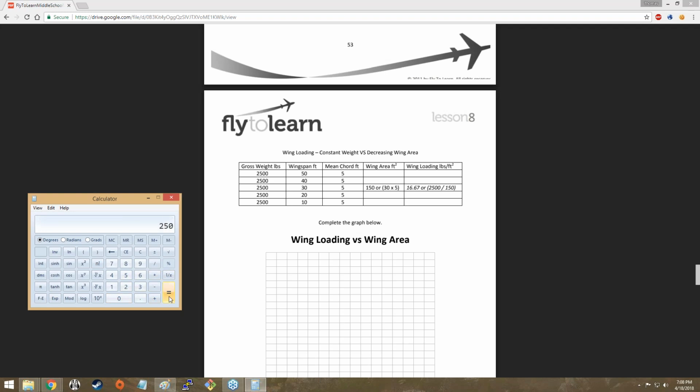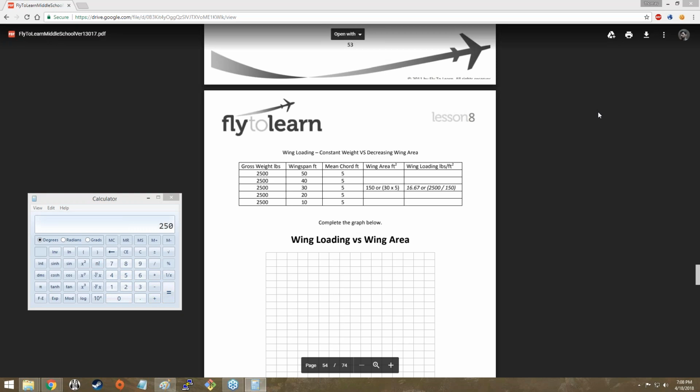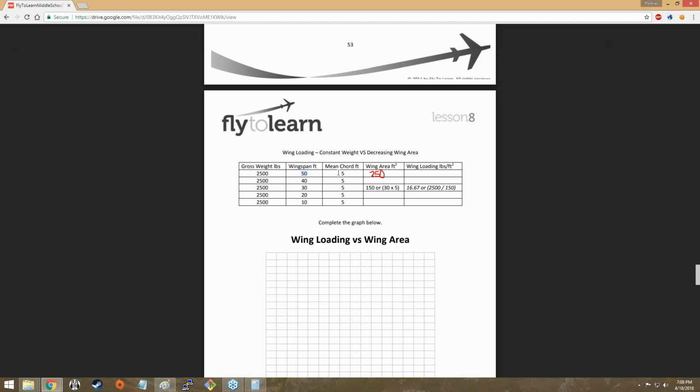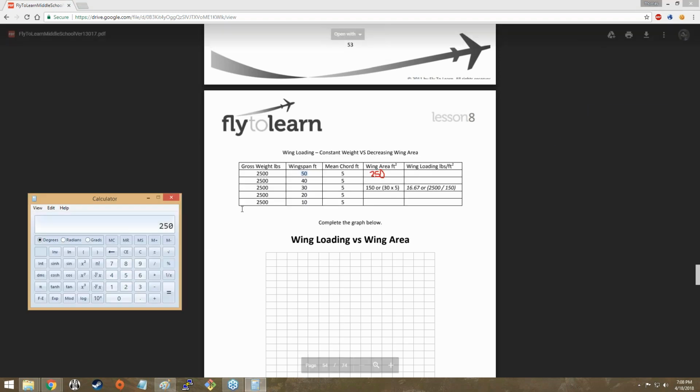Like looking at a plane from the front. So the surface area of the wing is 250 square feet. That's because 5 times 50 gives you 250, the length times the width. So then we take the 2,500, which is the gross weight, and we divide it by the wing area, so 250. That gives us a nice round number of 10 pounds per square foot.